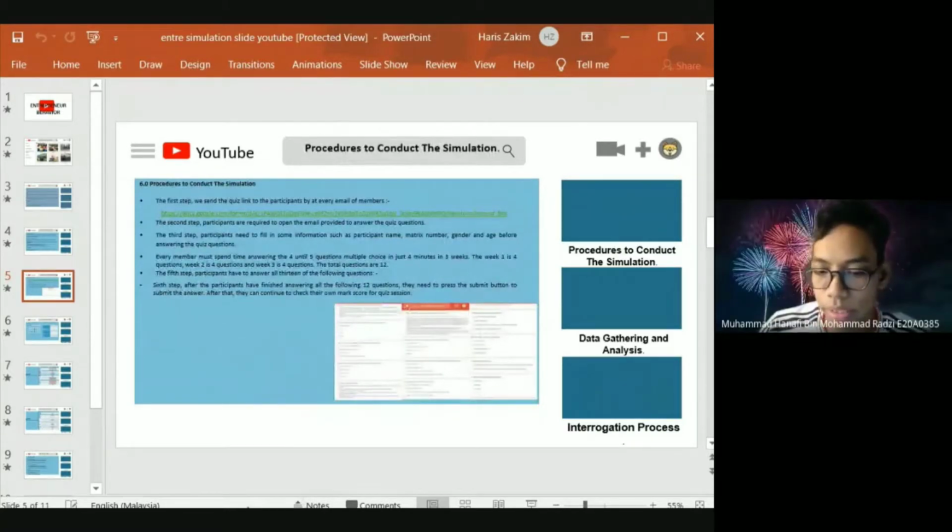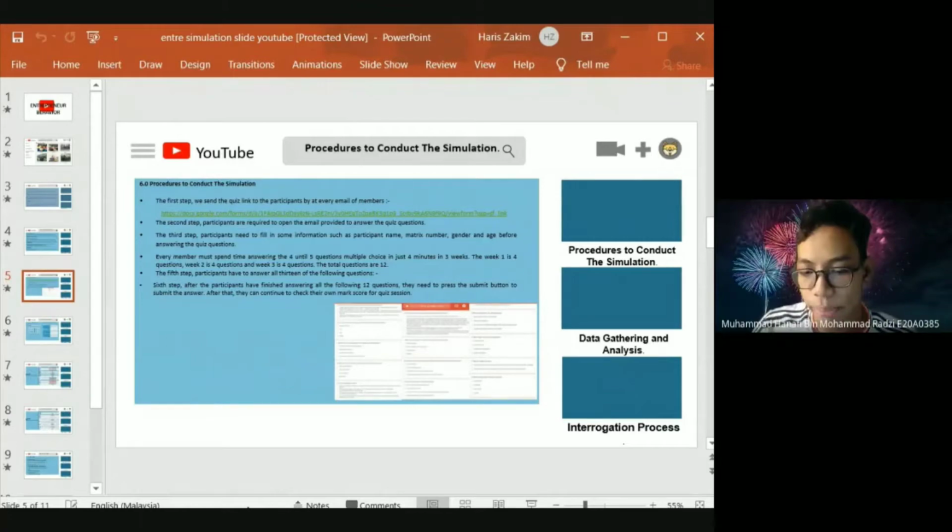Procedure to conduct the simulation. The first step, we send the quiz link to the participants at every member's email. The second step is participants are required to open the email provided to answer the questions. The third step is participants need to fill in some information such as participant name, matrix number, gender, and age before answering the quiz questions.